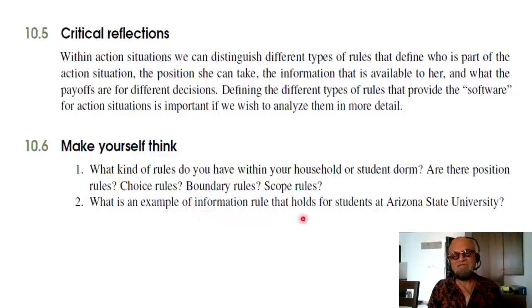What is an example of an information rule that holds for students at Arizona State University, where the authors come from? Obviously each university tends to have different information rules, and those may have historical background or context based on the university's philosophy about what outcome it desires for its graduates, how it sees inclusivity and diversity in its reputation, ranking, attracting good students, and so on.